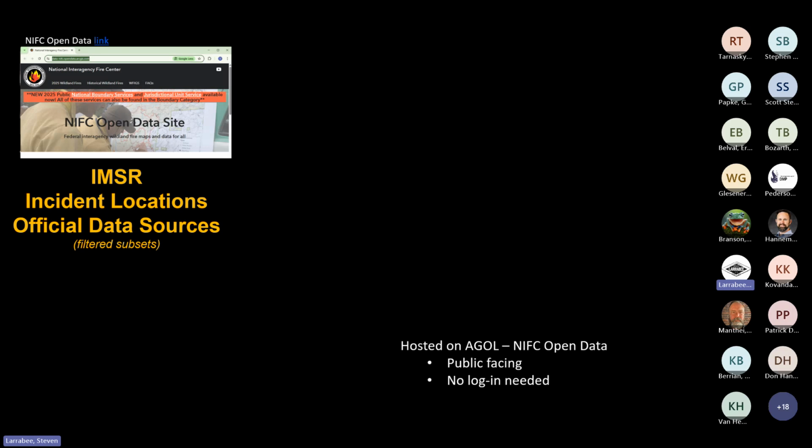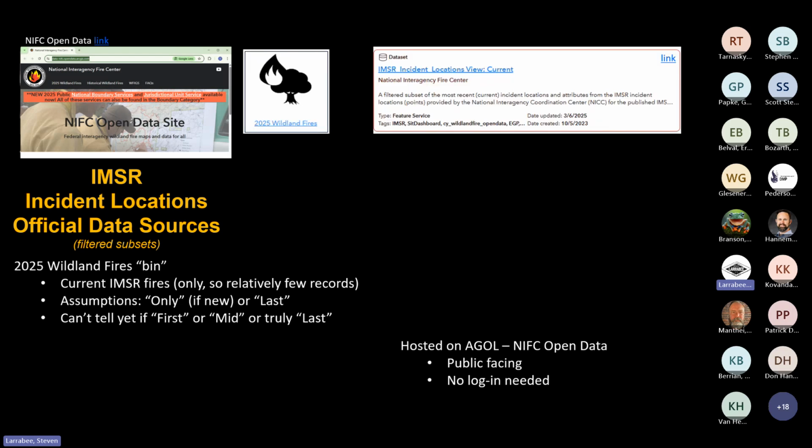So that data set now lives on NIFC Open Data. These are publicly accessible. You don't need a login. These are filtered subsets. They're not all the records. So under the 2025 Wildland Fires tile, you can go get the current IMSR's data set. Those are pretty small. There's only 11 records in that for today.